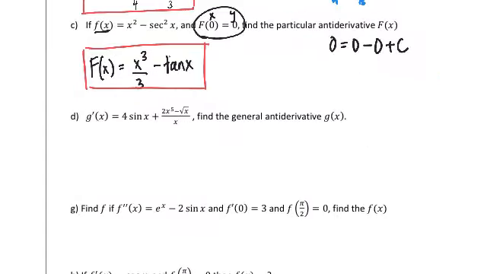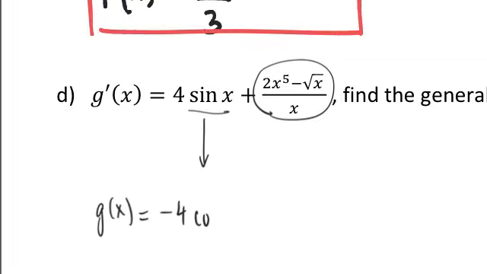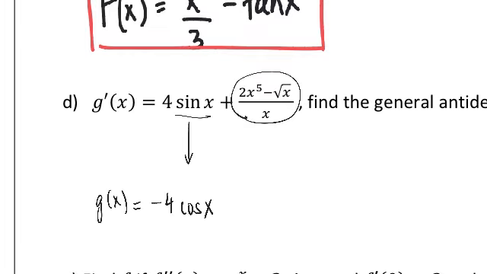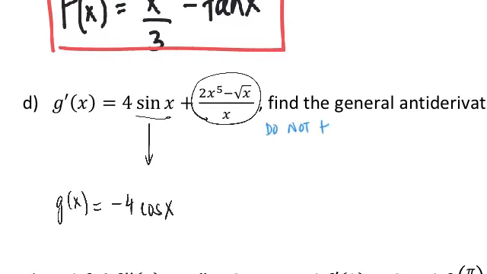Okay. The next one here, g prime is equal to this glob. Now, the glob is made up of something plus something else, right? So, we can definitely find the antiderivative of 4 sine x. That's just negative 4 cosine x. Here, though, you do not want to just take the antiderivative of the top, right? So do not take AD of top divided by AD of bottom, because that does not work. We don't know how to do quotients yet. We have to make this into something that we know how to take the antiderivative of.